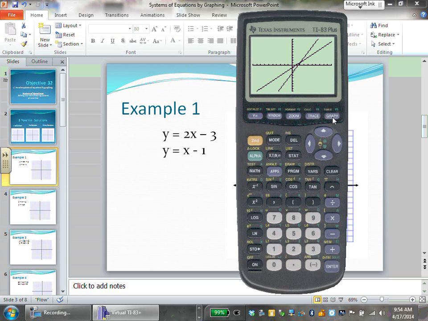The calculator right now, can you really see where it's crossing? Yeah. I mean, you see it, but do you know? Could you tell me exactly how many over and how many up? You put x negative 1, not x minus 1.